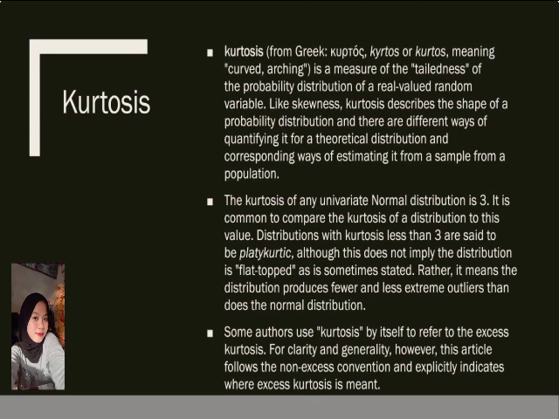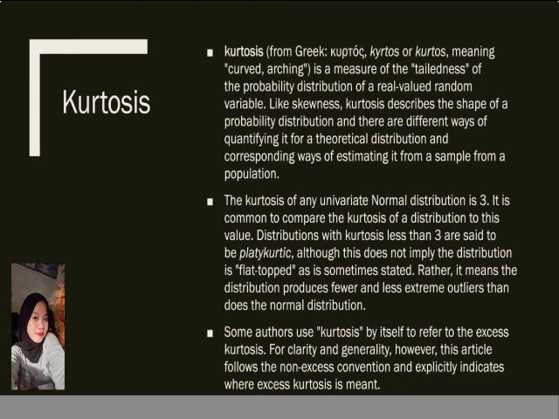The second one is kurtosis. Kurtosis is a measure of the tailedness of the probability distribution of a real valued random variable. Like skewness, kurtosis describes the shape of a probability distribution, and there are different ways of quantifying it for a theoretical distribution and corresponding ways of estimating it from a sample from a population.